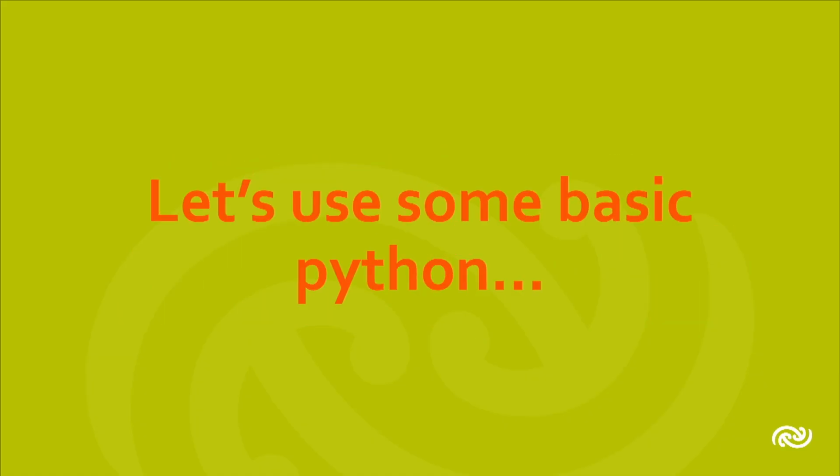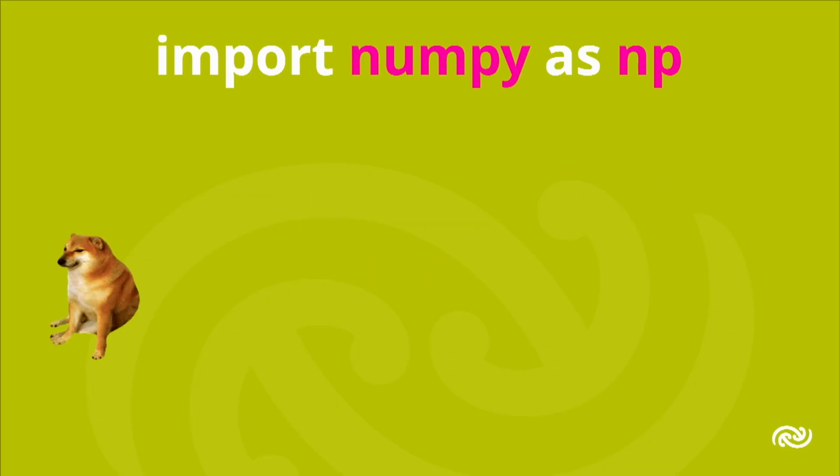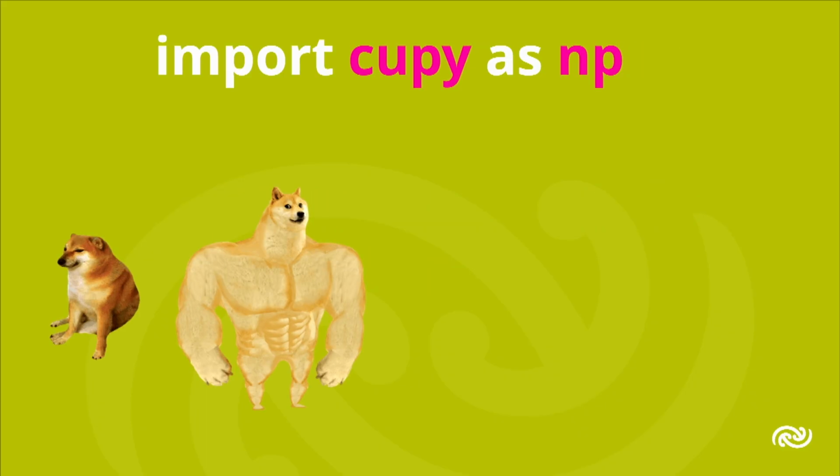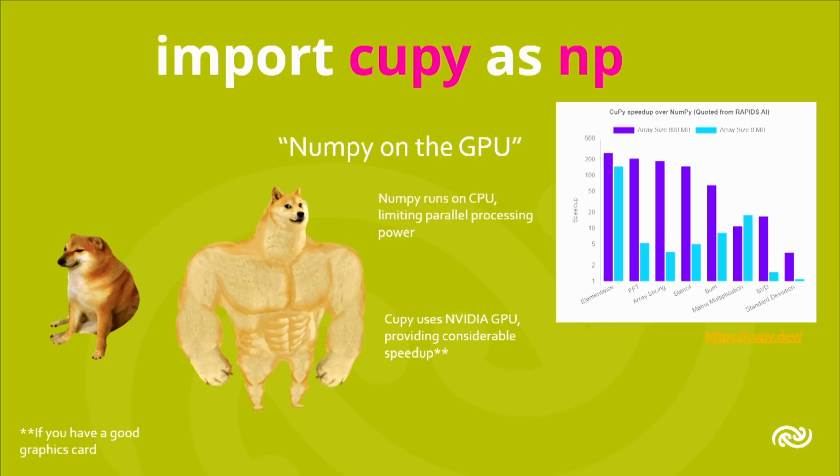Let's use some basic Python. I imagine most people who code in Python are familiar with this import statement. But have you seen this one? Cupy is like numpy, but it runs on the GPU instead of the CPU, so it can do the calculations faster. It mimics the numpy array class, which means that if we can restrict all the stuff we want to do to simple numpy array manipulations, we can speed up the model. We can substitute cupy for numpy one for one.